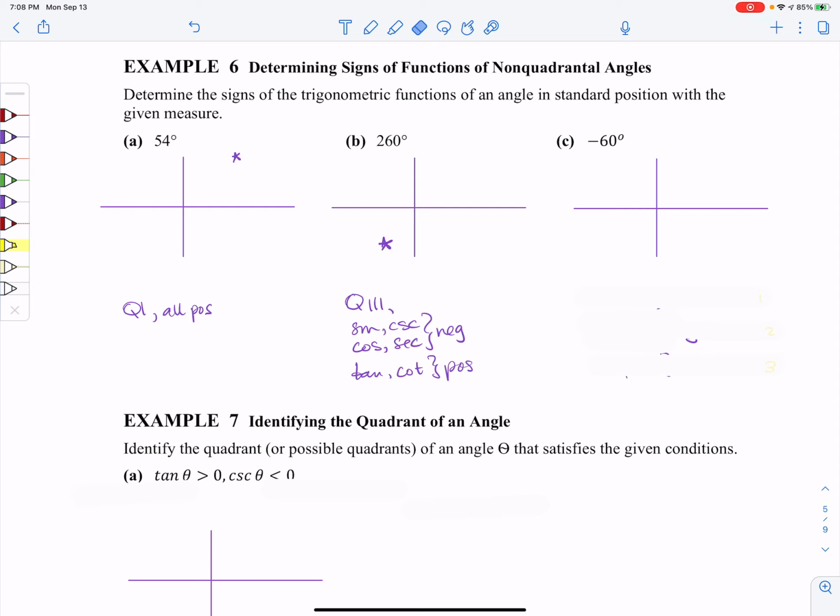Negative 60 degrees is going to be in quadrant 4. Remember, we have to go backwards. And so if it's in quadrant 4, then I know that my sines and my tangents are going to be negative, whereas my cosines are going to be positive.